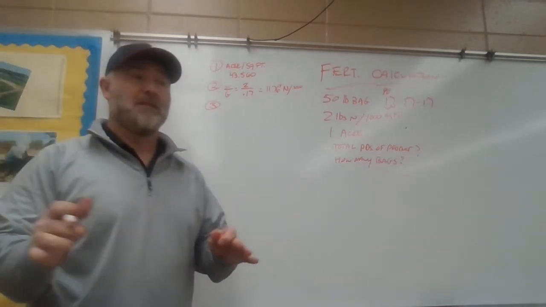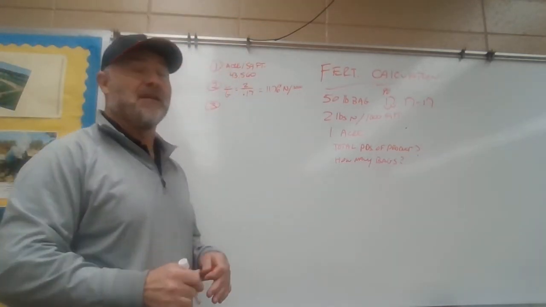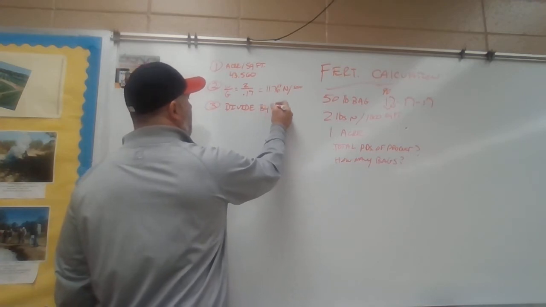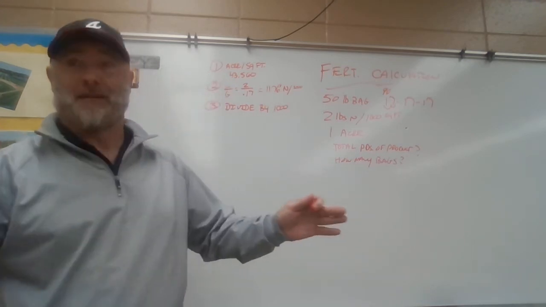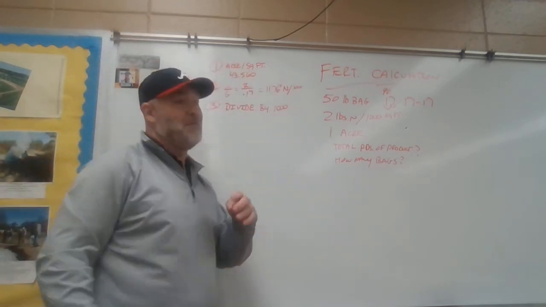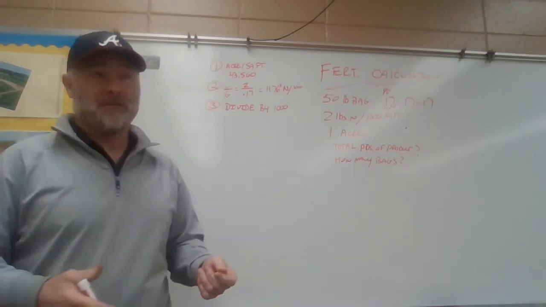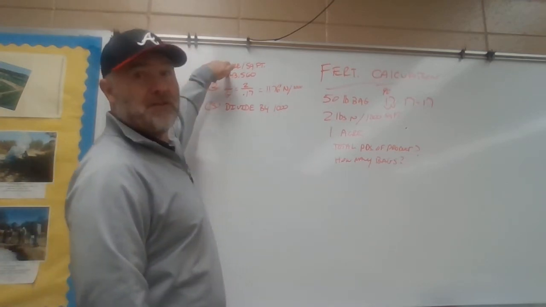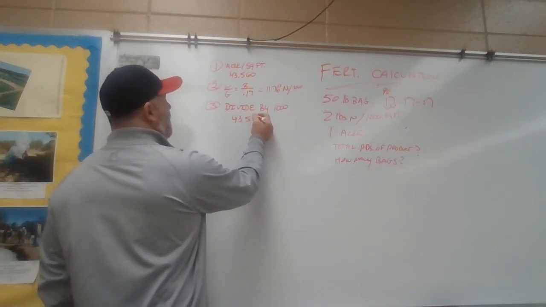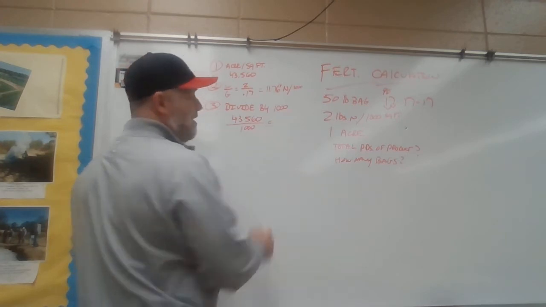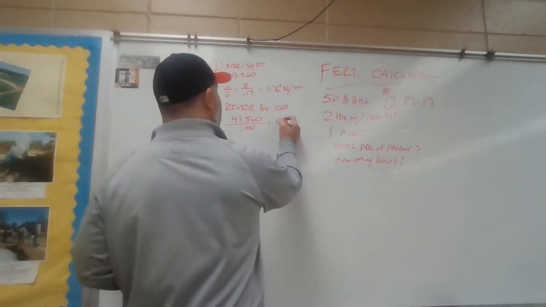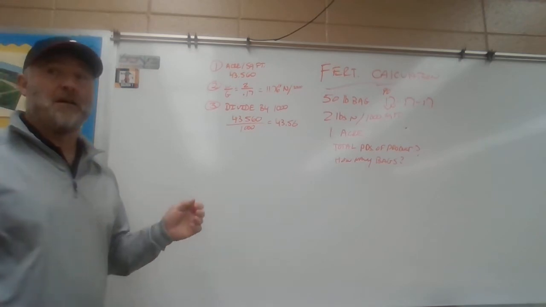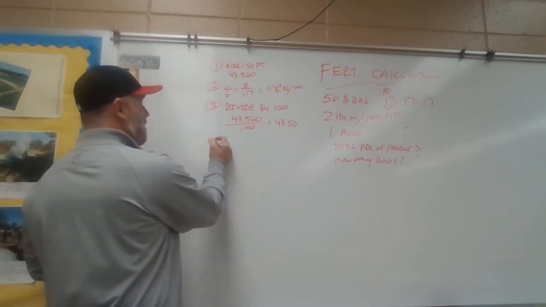Here's where we start to get a little bit more confusion, but this is super easy. Step three, divide by 1,000. Divide what, you might ask, by 1,000? Not your acreage, Tyler, but what? Your square footage. 43,560 divided by 1,000 is 43.56. Are we done? No. Step four.